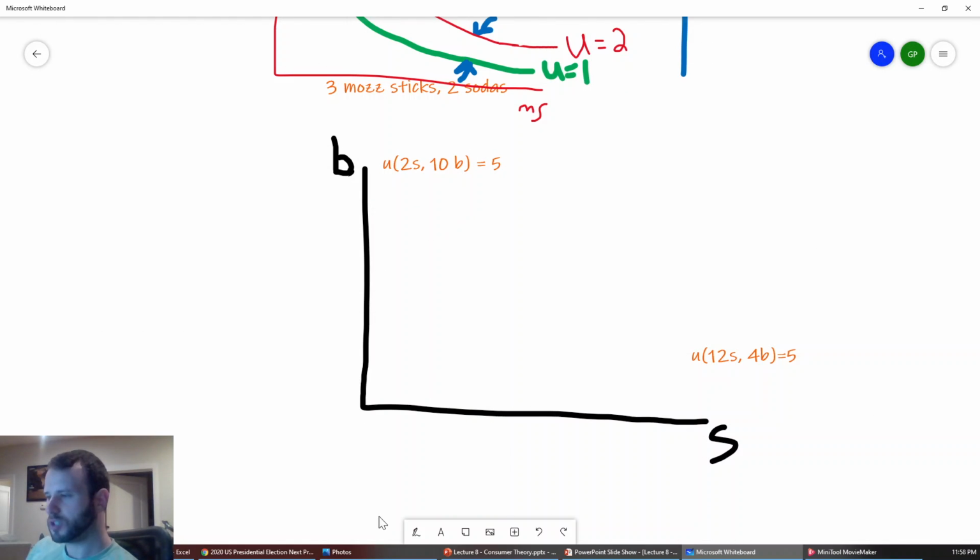Okay. So the 2 samosas, 10 beers is going to be over here. And 12 samosas, 4 beers is going to be somewhere like here. And what's the average bundle? Somewhere in between, some mix of these two consumption bundles. So the average between 2 and 12 is 7 samosas, and the average between 10 and 4 is 7 beers. So that kind of worked out nicely.